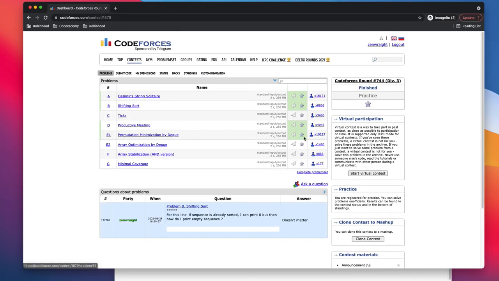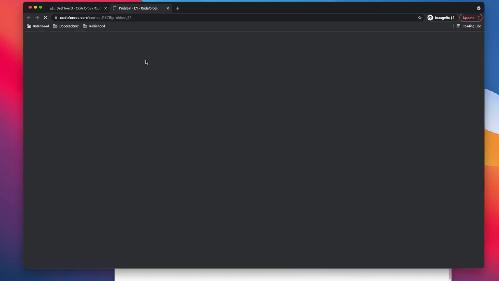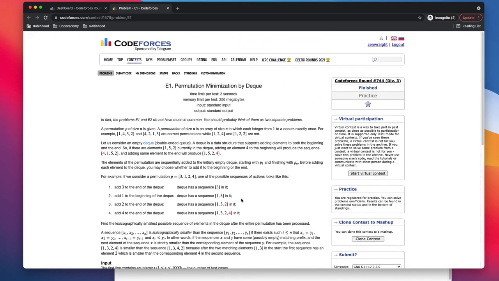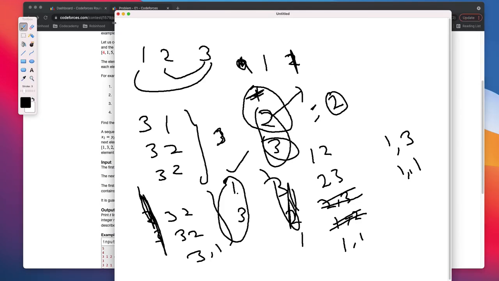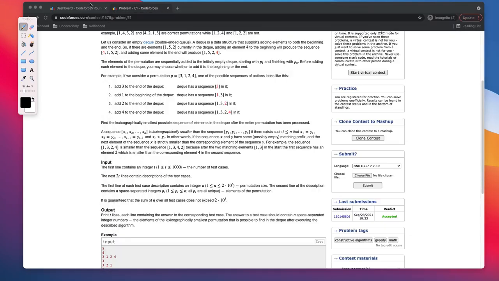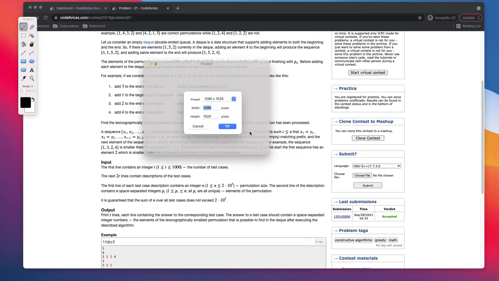Now you can see that many people were able to solve it, because actually it was pretty straightforward, a pretty data structure approach. So the approach was here.